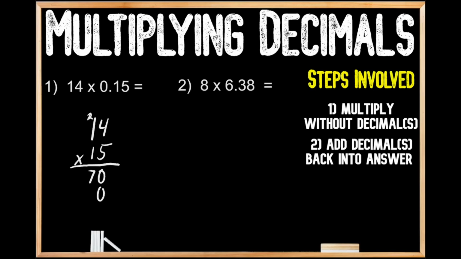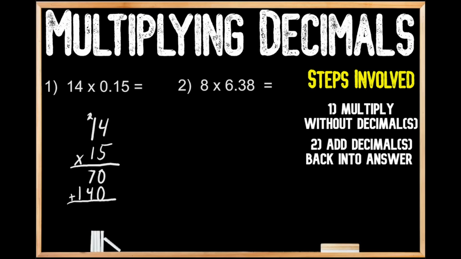Then we're going to add a 0 down below because now we're going to be multiplying by our tens place. So we're going to be multiplying 10 times 14. When we multiply 1 times 4, we get 4, so we'll write the 4 down below. And then when we multiply 1 times 1, we get 1 for 140 when we multiply 10 times 14. Now we're going to add everything together.